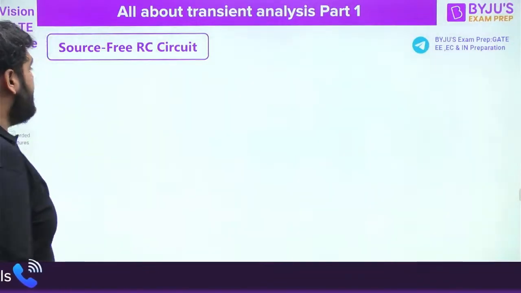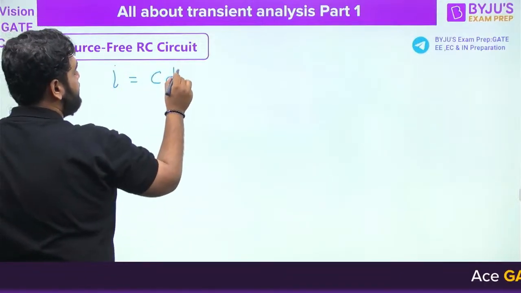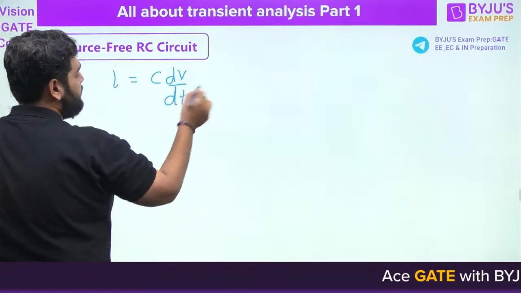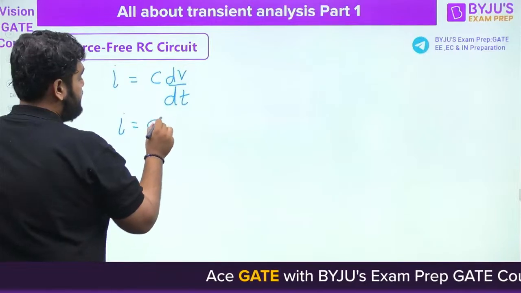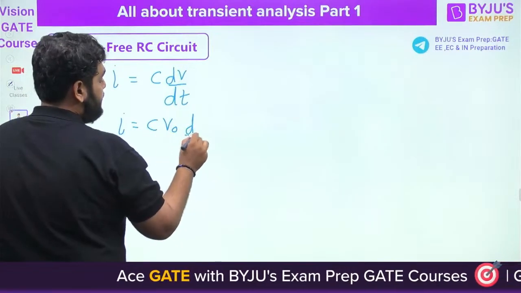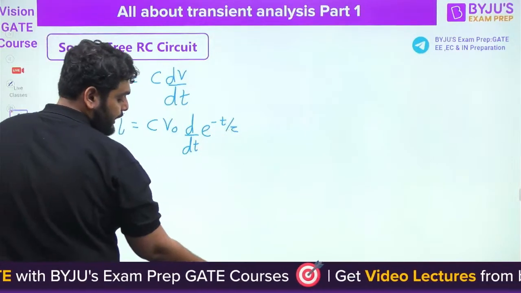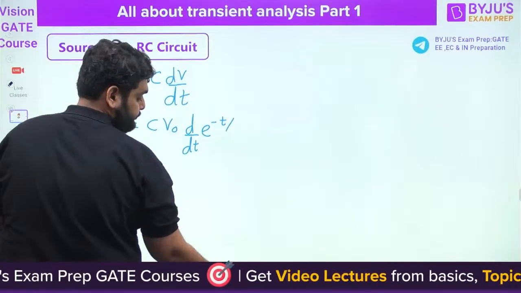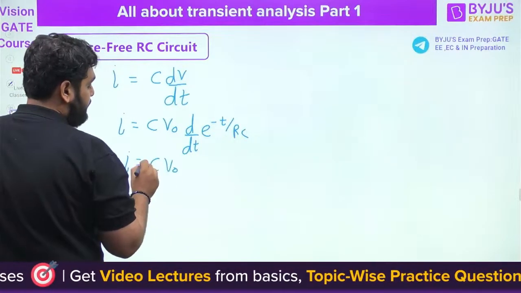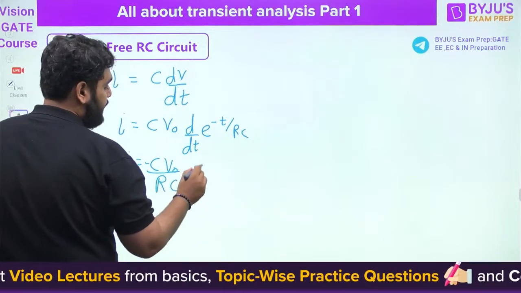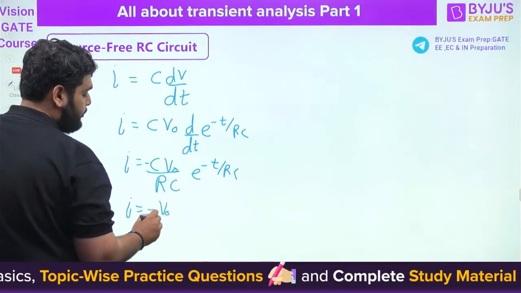Understood? Also, I can find the current that is flowing here. The current is C dV by dt. With this concept, I can find the current also. So C V naught d by dt e raised to power minus t by tau, or you can use the RC. So I comes out to be C V naught times minus 1 by RC e raised to power minus t by RC. C cancels with C. I comes out to be minus V naught by R.